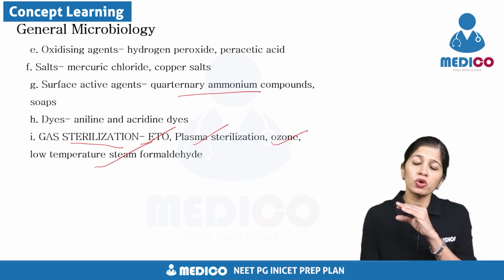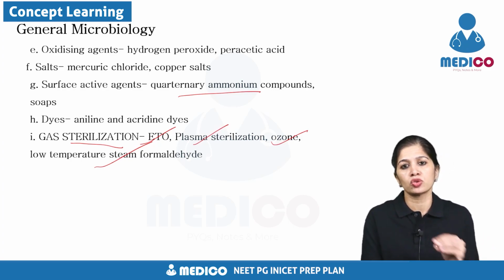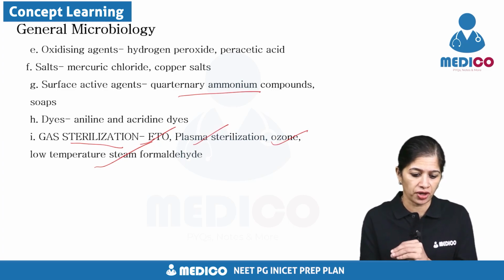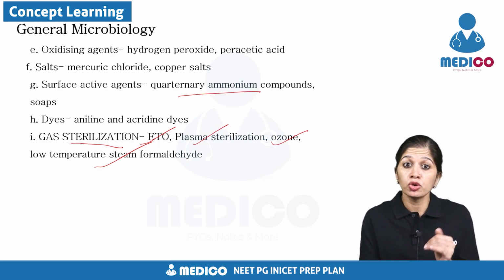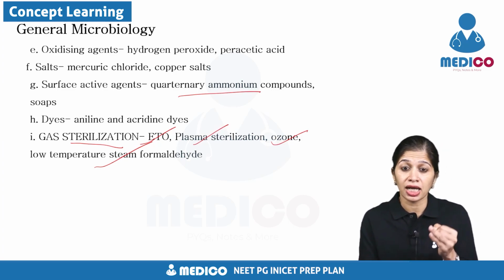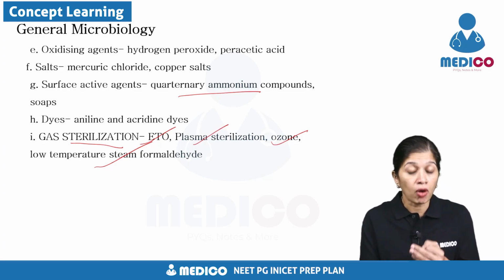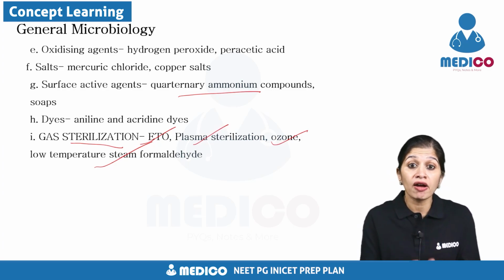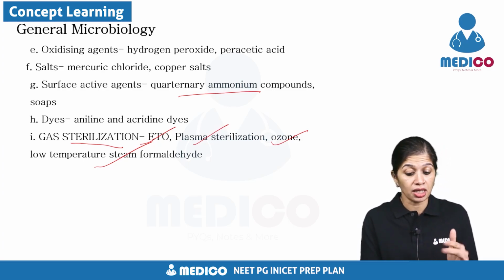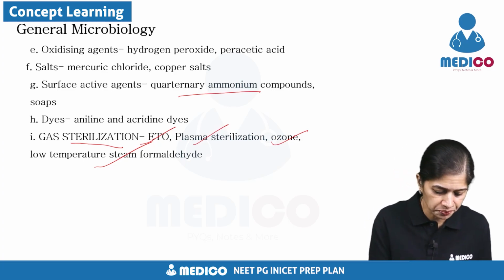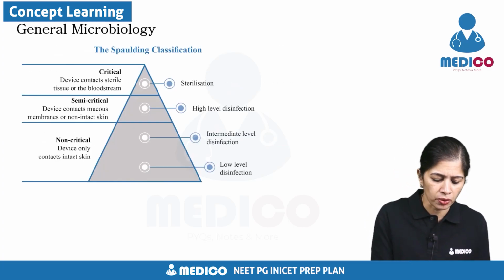Okay. So I've given you a broad outline as to what are the different types of disinfectants. So there's a long list, but you should remember alcohols, aldehydes, halogens, oxidizing agents, surface active agents, and the gas sterilization options. Okay. So then let me ask you a question.